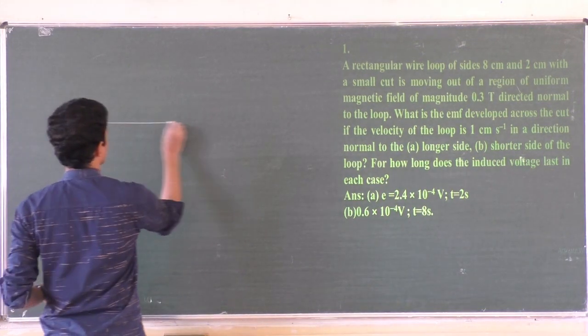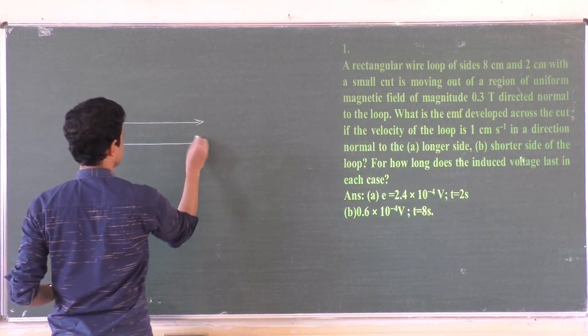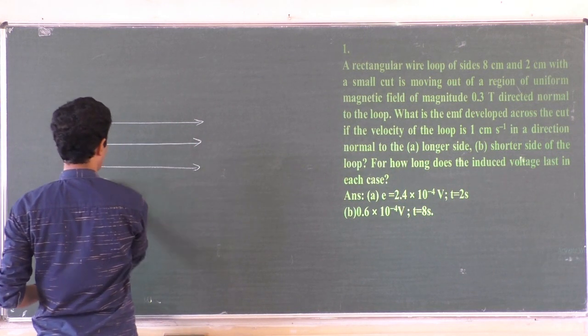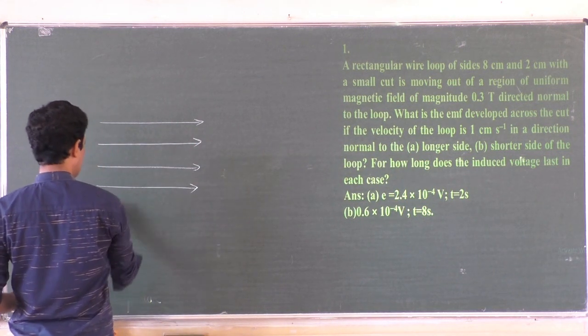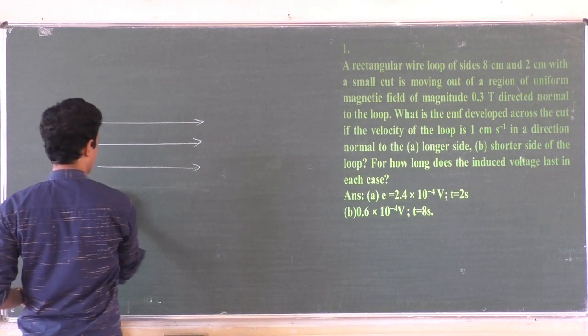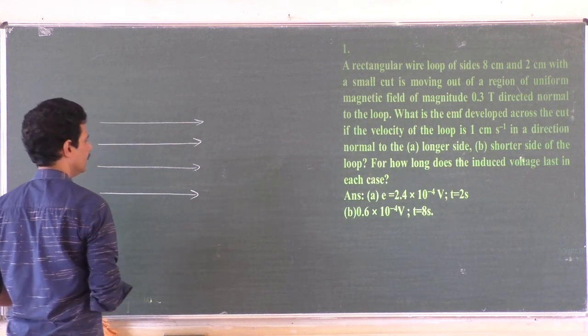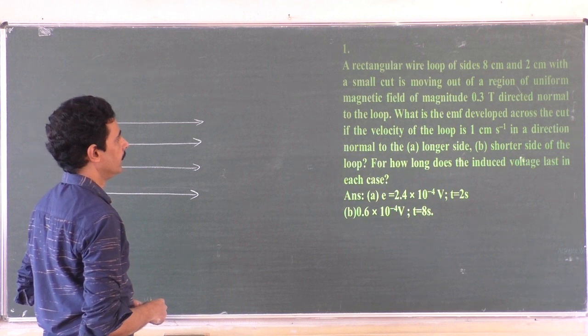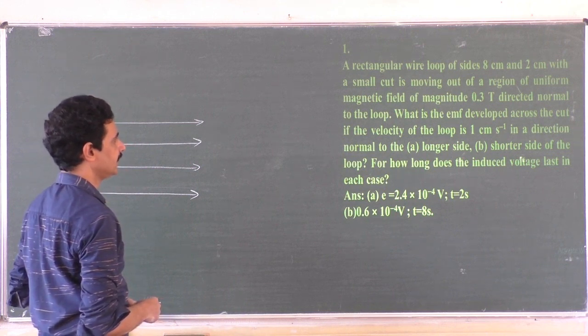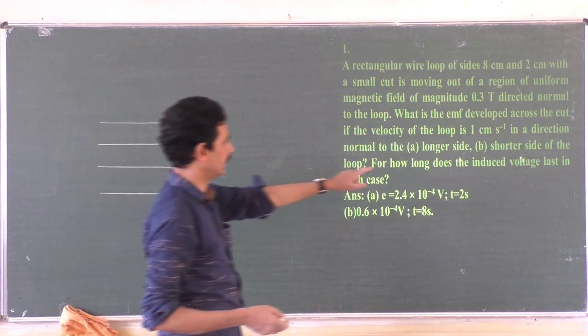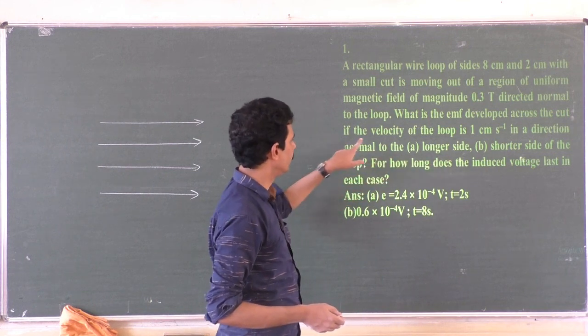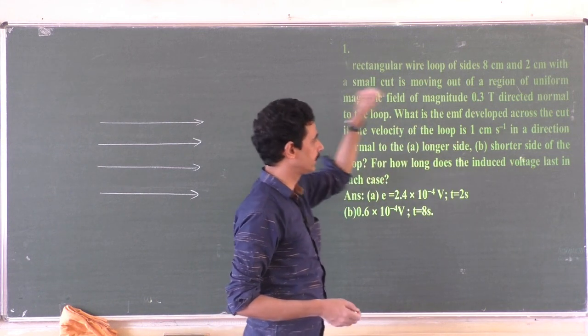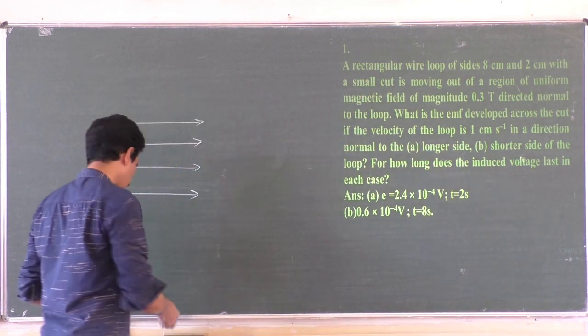Suppose the magnetic field is like this. Okay, we will write the values, because understanding the situation is the only problem and the rest of the things are very easy. A rectangular loop of sides 8 cm and 2 cm. We will go for the first one. The velocity of the loop is 1 cm per second in a direction normal to the longer side.